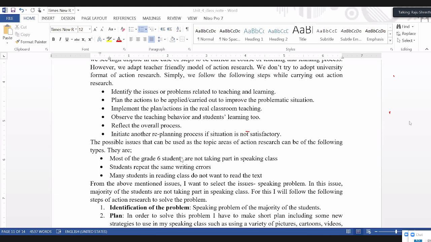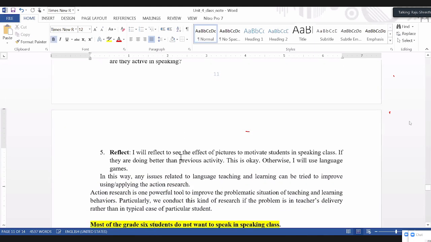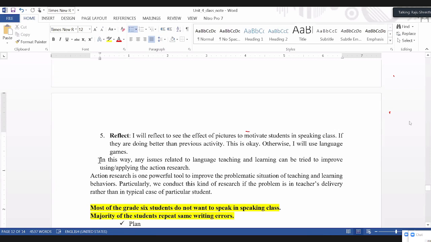Okay. In this way we can do. In this way, any issues related to language teaching and learning can be tried to improve by applying action research.